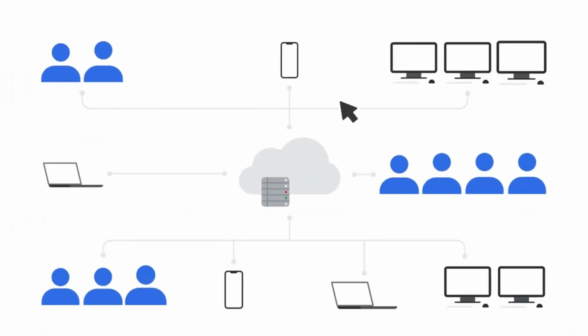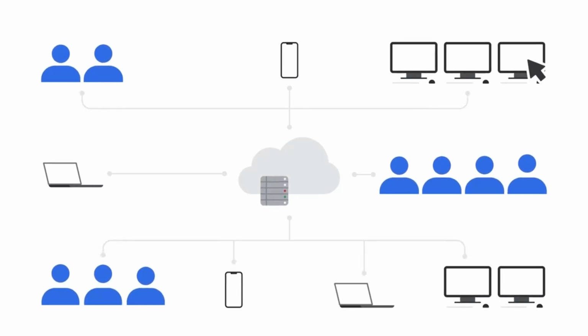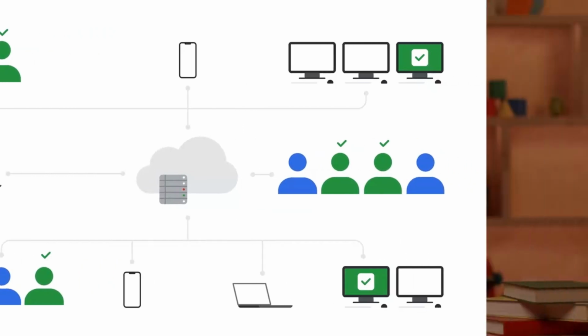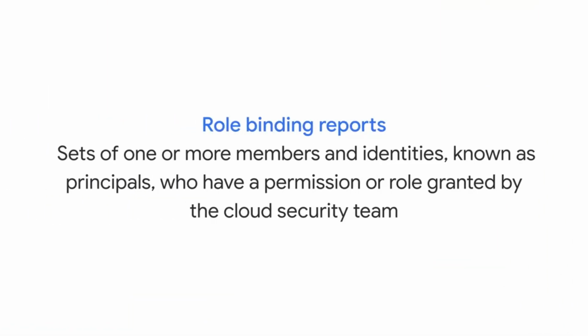Policy Analyzer is another security tool within SCC. Policy Analyzer reviews your identity and access management policies, or IAM. Policy Analyzer lets you know which users, service accounts, and domains can access which cloud resources and helps you achieve least privilege access. Policy Analyzer provides role-binding reports. Role-binding reports include sets of one or more members and identities, known as principals, who have a permission or role granted by the cloud security team. And role bindings may include conditions which determine whether to grant a request.